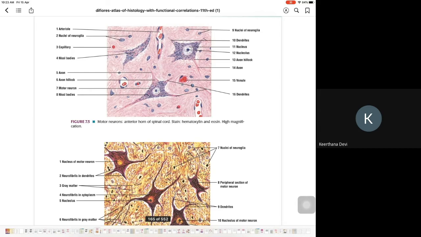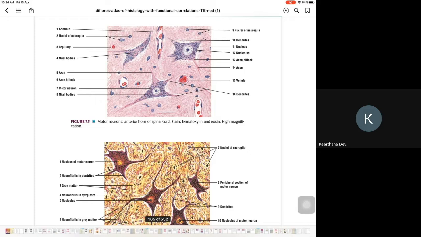Motor neurons, anterior horn of spinal cord, stain hematoxylin and eosin, high magnification. First one on the right side is arteriole. Next is nuclei of the neuroglia. Third is capillary. Next is Nissl bodies. Fifth is axon. Sixth is axon hillock. Seventh is the motor neuron. Eighth is again Nissl bodies. Ninth is nuclei of the neuroglia. Tenth is dendrite. Eleventh is nucleus. And twelfth is nucleolus. Thirteenth is axon hillock. Fourteenth is axon. Fifteenth is venule. Sixteenth is again dendrites.